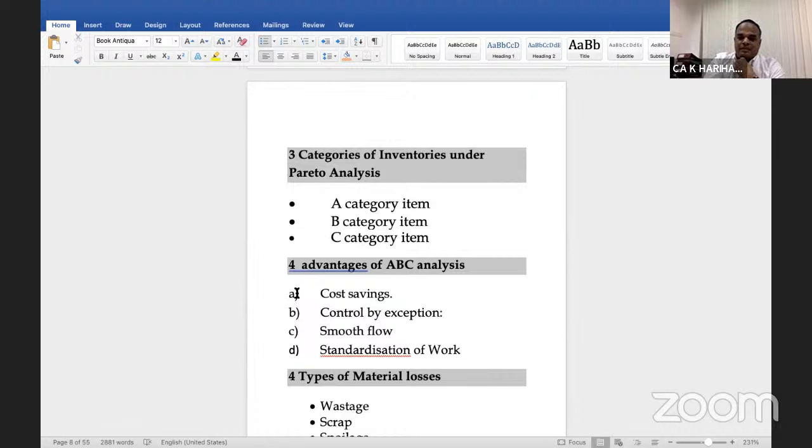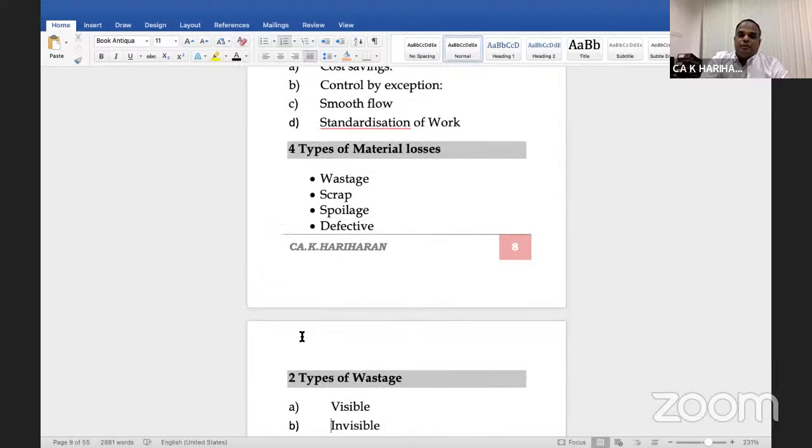Then four types of material losses. With respect to material loss, why is material going to get lost? It may be broadly classified into two types. First, not due to damage. Another, due to damage. Under not due to damage, it may be because of wastage or scrap. Due to damage, because of spoilage or defective.